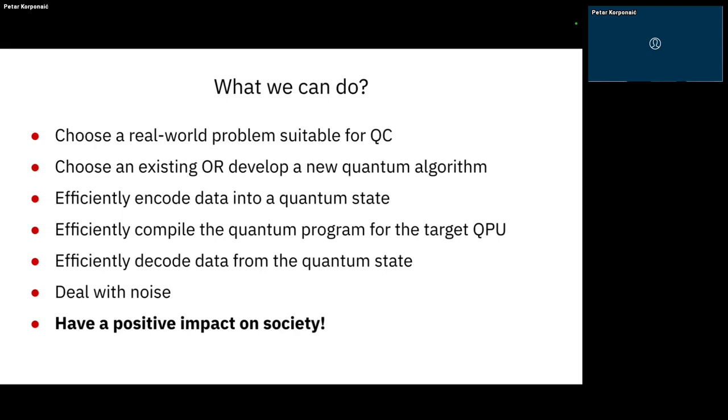Then, how to decode data from the quantum state, and how to deal with noise, because quantum computers are noisy, as we said at the beginning. There are a lot of efforts to make noise correction and noise suppression and noise mitigation and so on. So people are working a lot to compensate for noise, not only in hardware but also in software, like a kind of active noise reduction.